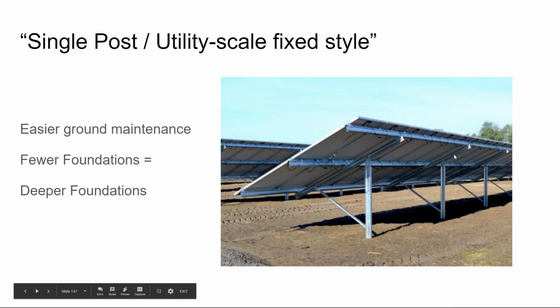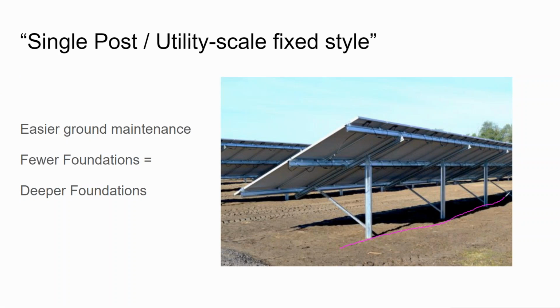Utility style racking, instead of having bleacher style, you just have 1 row of posts, and these are generally pile driven into the ground. A little bit easier to do your earthwork when it's 1 single row of posts. Now that said, because it's only 1 post or 1 row of posts instead of 2, the foundations go substantially deeper.